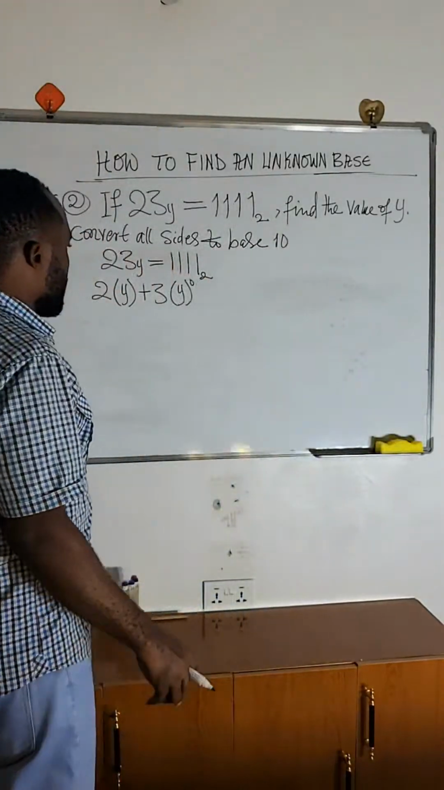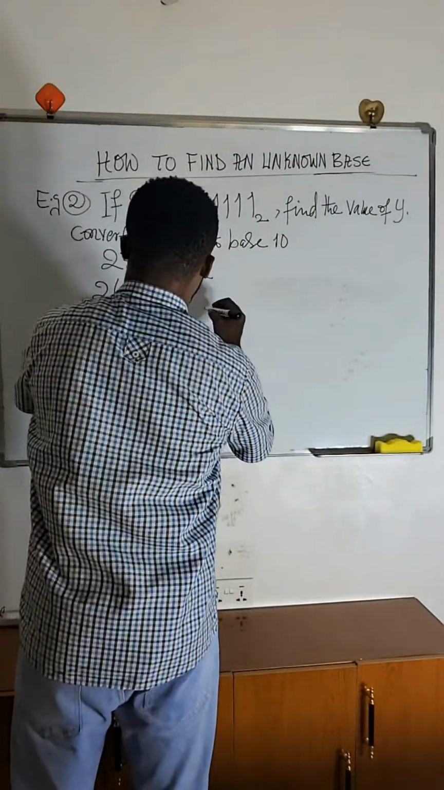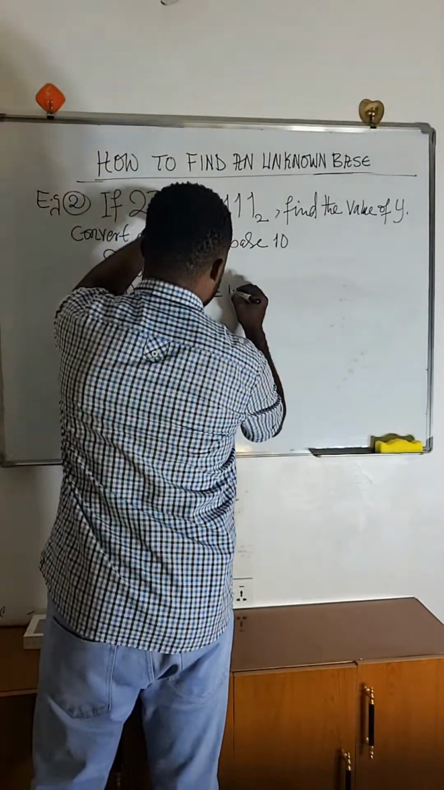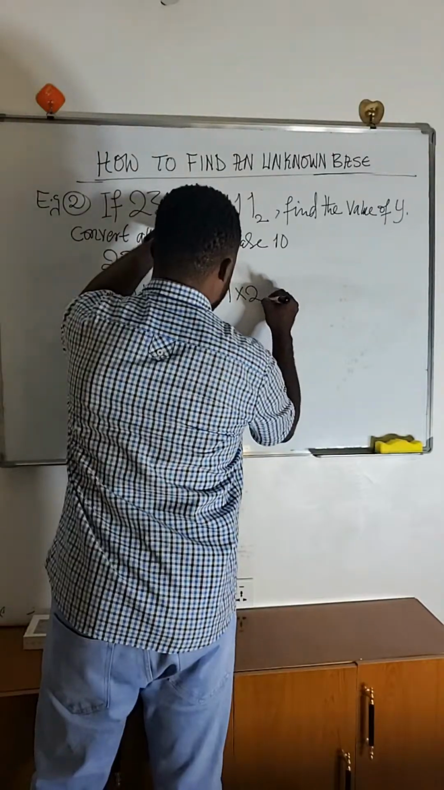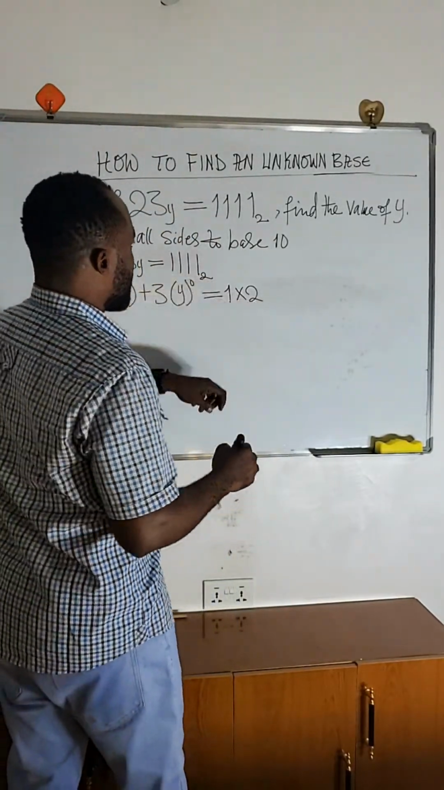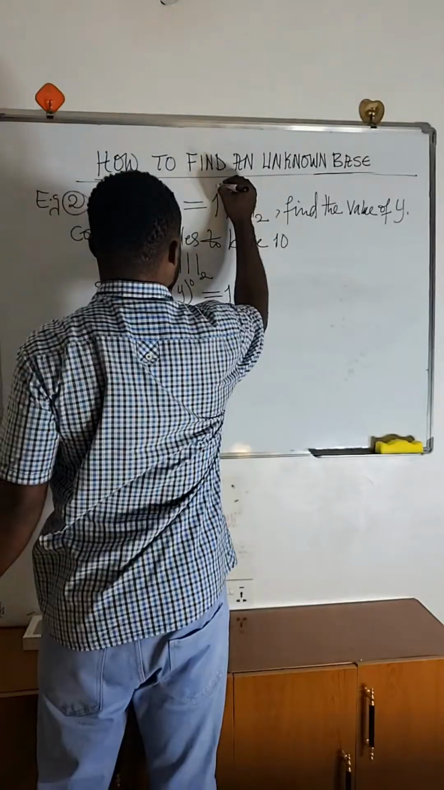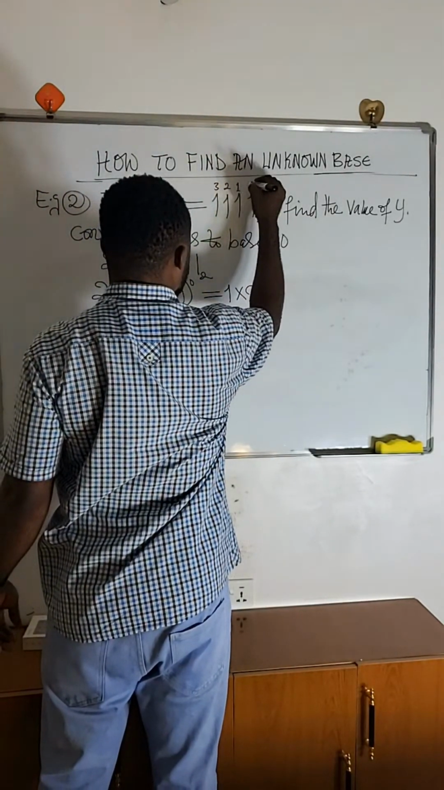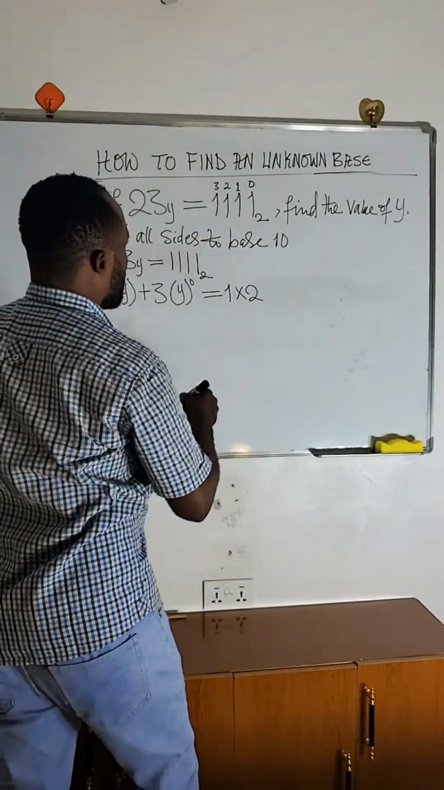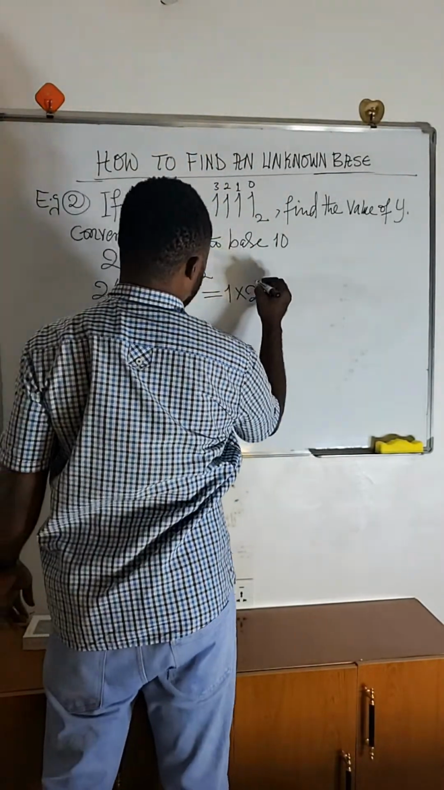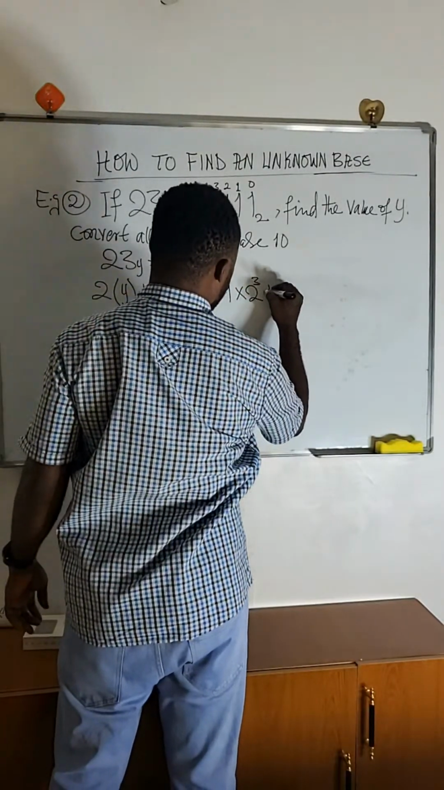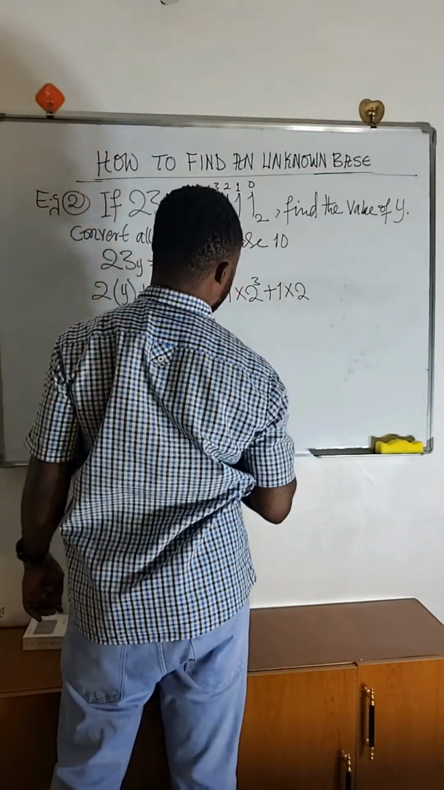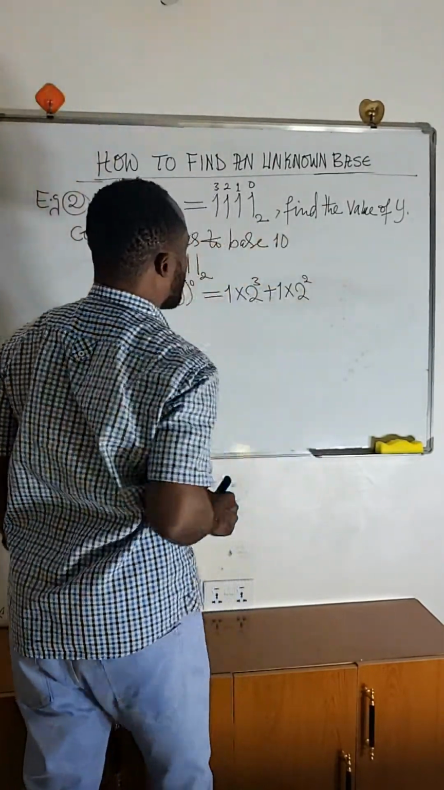So that is the left hand side equals the right hand side. 1 times the base, which is 2 here, raised to the power of, this is 3, 2, 1, and then 0. So this first one is going to be raised to the power of 3, plus the second one will be multiplied by the base, which is 2, and then raised to the power of 2.